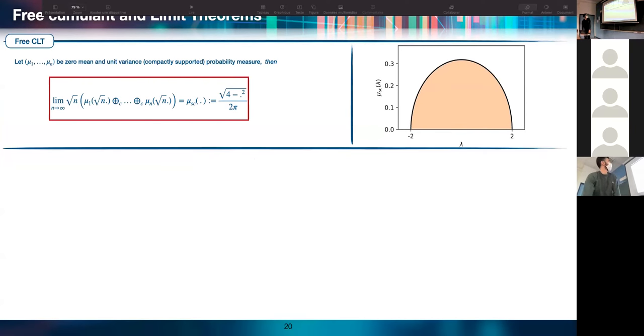And now I will explain that you can also build a central limit theorem in the free world, or what I call the free world. So let's say you have a sequence of unit variance and mean zero probability measures, which are compactly supported. And you convolve those measures, after a dilatation by a square root of n, so that the variance goes as 1 over n. Then the limit distribution is well known to be given by the semicircle distribution.